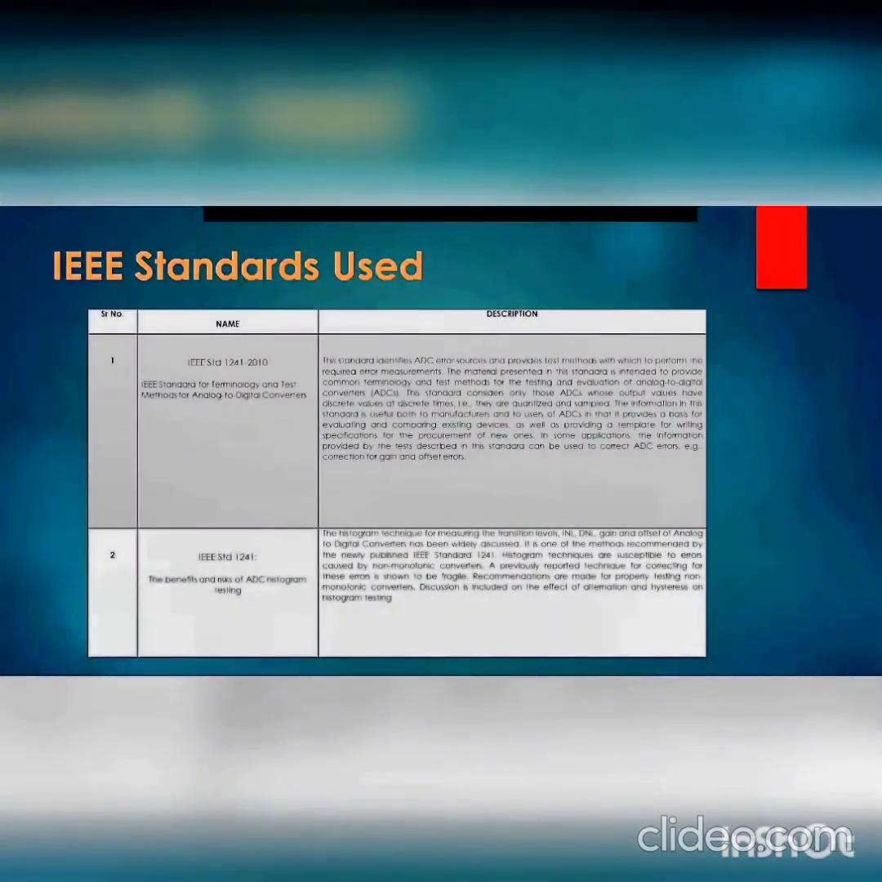The IEEE standard used in my project is IEEE standard 1241-2010, the IEEE standard for terminology and test methods for analog to digital converters. And the next IEEE standard used is IEEE standard 1241, on the benefits and risks of ADC histogram testing.